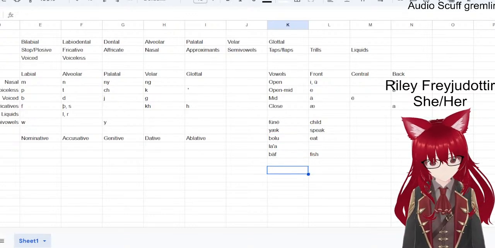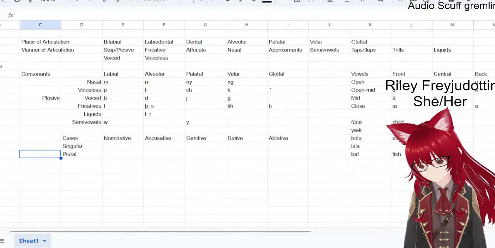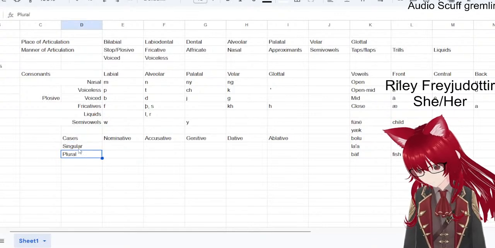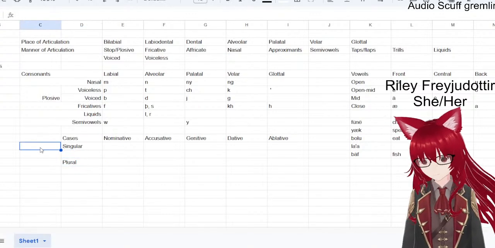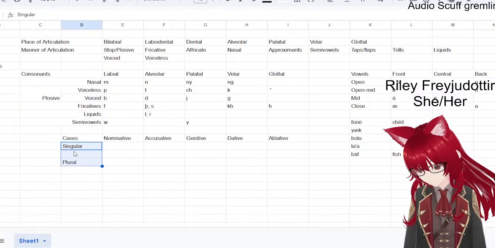So let's see. Actually, you know what? No, I want to copy Icelandic a little bit more and add some more things in our cases. We're also going to mark definiteness.